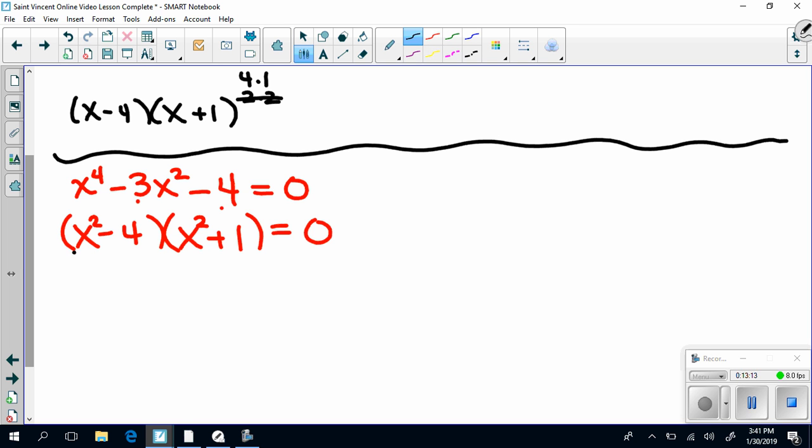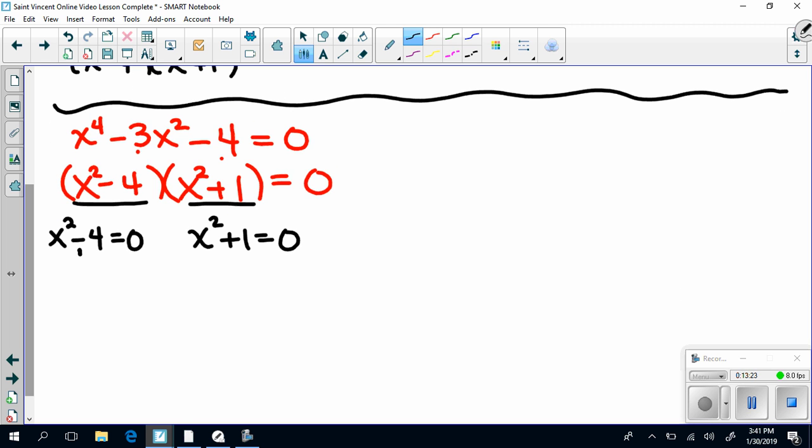So if I look at my 2 pieces, I have x squared minus 4 equals 0, and then I have x squared plus 1 equals 0. If I work backwards, I add 4 to both sides. I get x squared equals 4. And if I square root both sides, you do get x equals plus or minus 2. You do have to remember that there are 2 answers there.